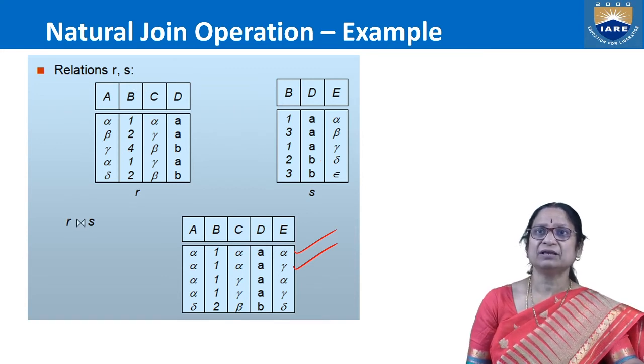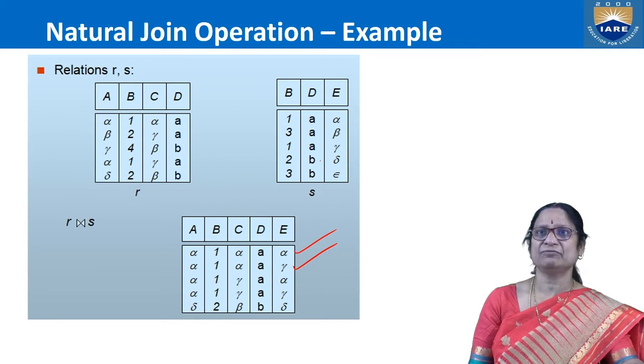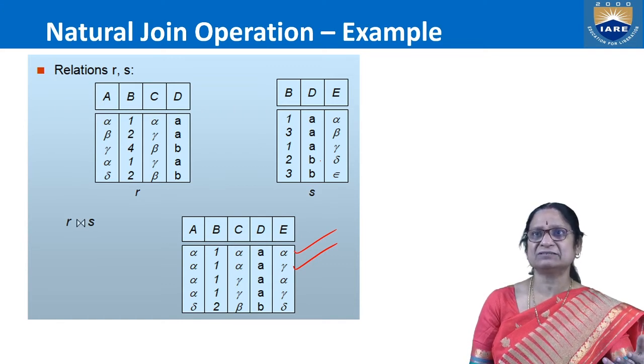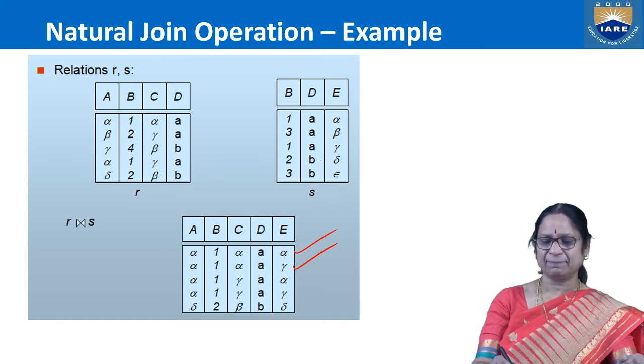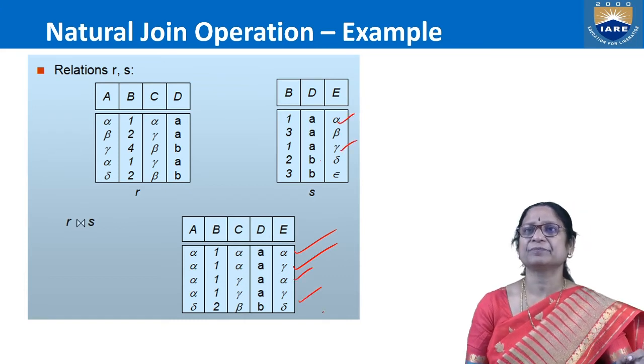Next, alpha 1 gamma A. So 1A again. 1A means same 2 tuples. The first tuple as well as the third tuple are mapping. So that's why we will get again 2 more tuples.